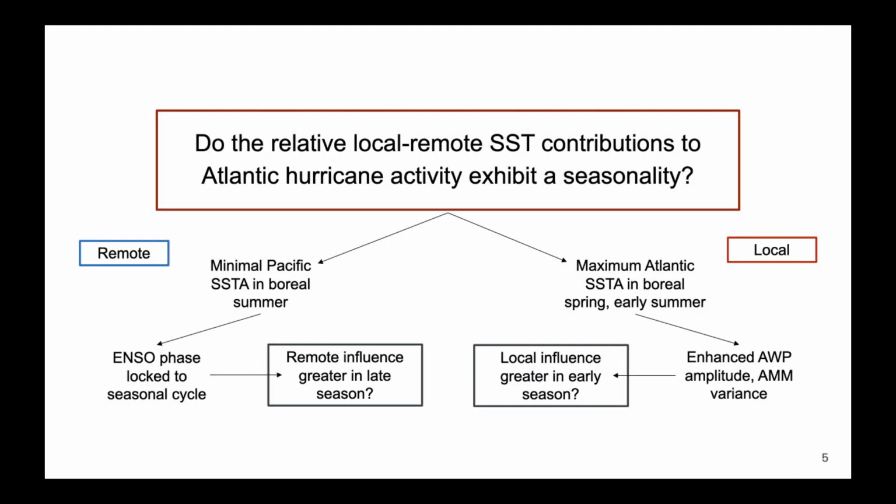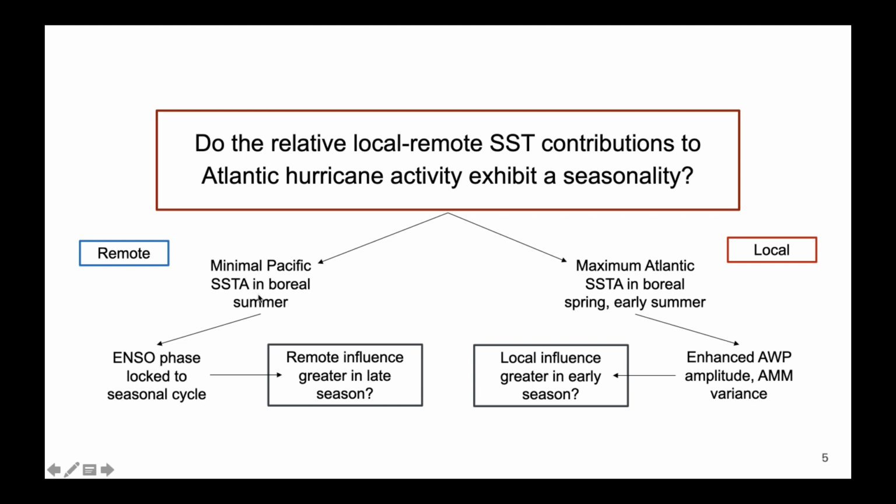So together with the seasonal variability in ACE that we saw previously, this work looks to investigate if the relative difference in remote versus local SST influences ACE differently in the early versus the late hurricane season. Or put another way, we're curious if the relative local and remote SST contributions to tropical cyclone activity exhibit a seasonality. And it appears reasonable to think so.